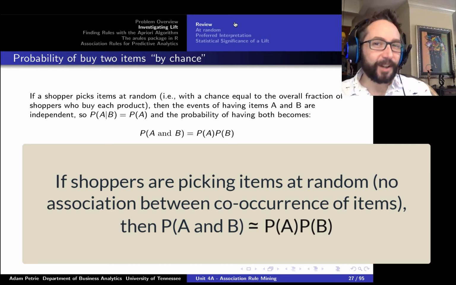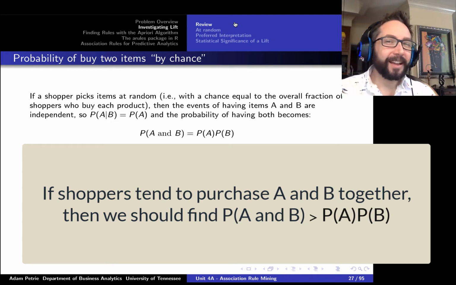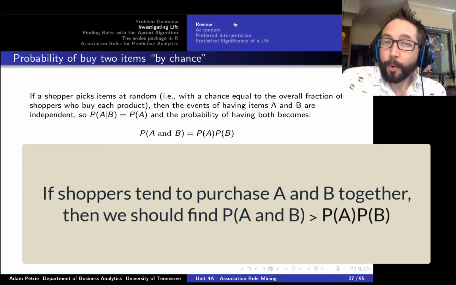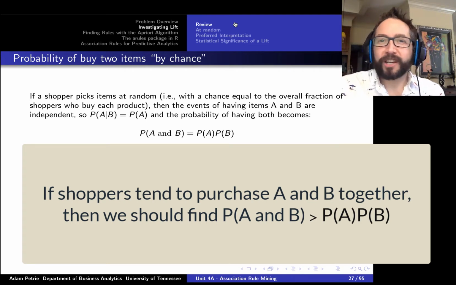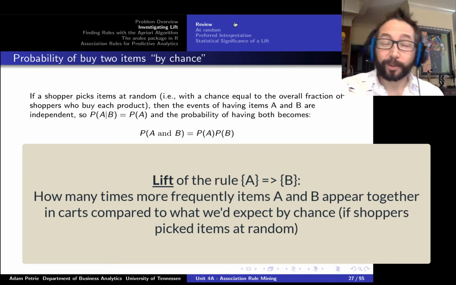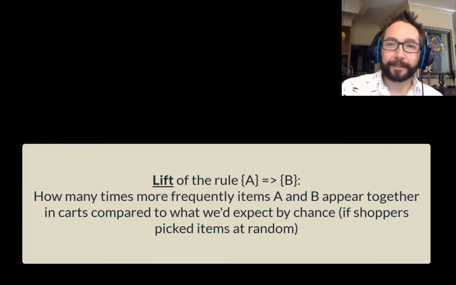Now, when they don't, that's intriguing. That implies that shoppers are either purchasing the items together more frequently, or less frequently, than what chance alone would lead us to suspect. And so this lift is going to be this number that describes how much more likely or less likely the shoppers are to purchase those two items together.